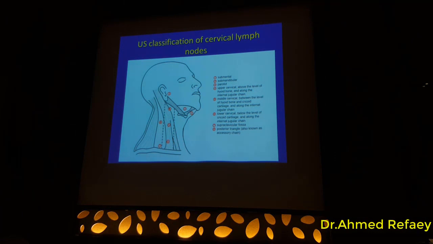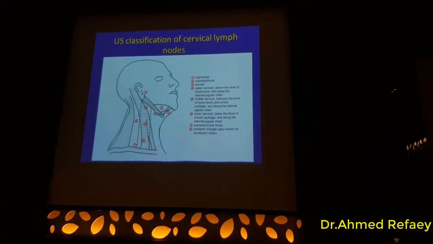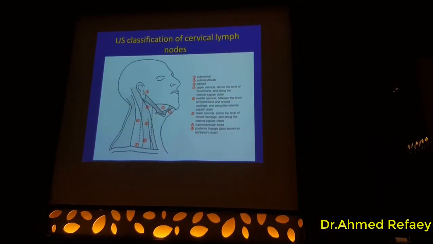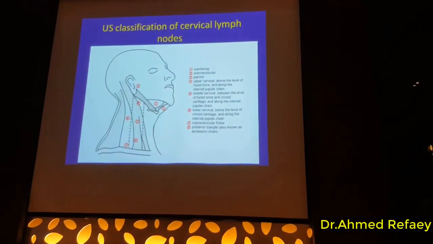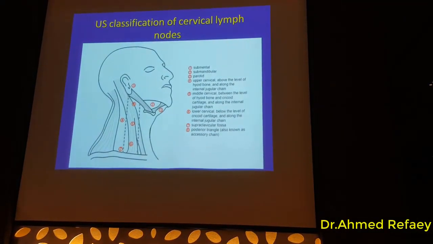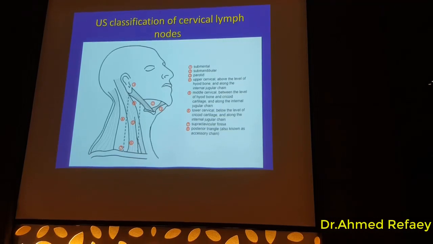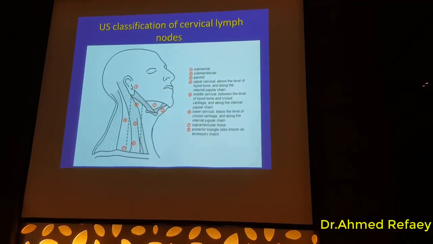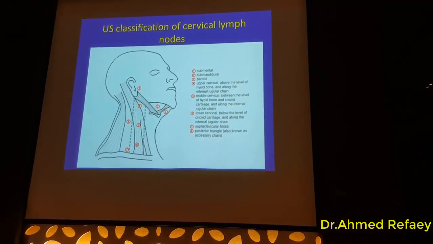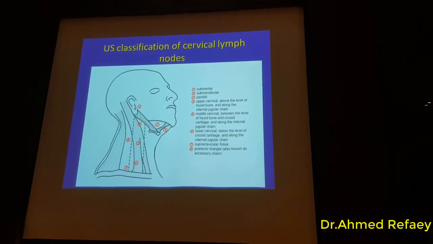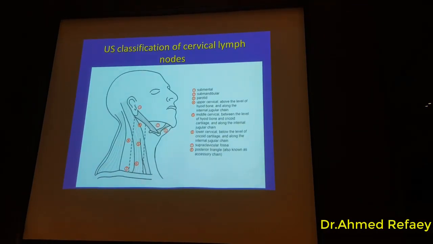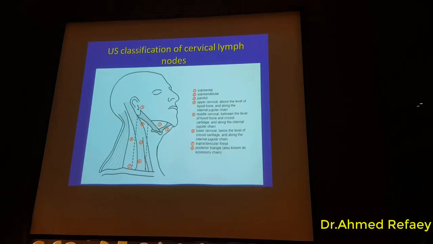This is the ultrasound classification for the cervical lymph nodes. Actually, it's different from the surgical classification and the oncological classification, which include the prelaryngeal, paratracheal and mediastinal lymph nodes, which of course are not suitable to be examined by ultrasound. That's why this is a specific classification for cervical lymph nodes by ultrasound. It includes 8 groups, group 1 up to group 8.